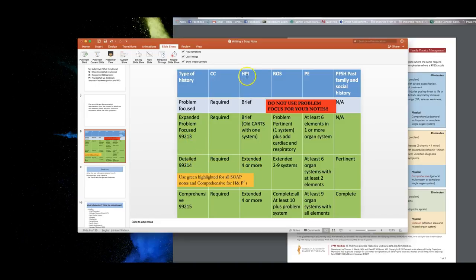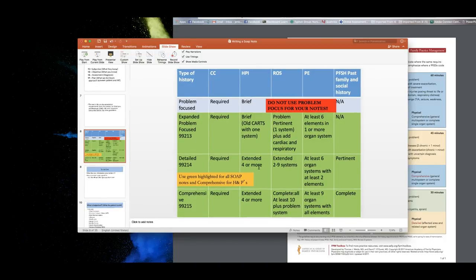When you look at the history of present illness, there are 4 or more elements, or 4 or more issues going on with the patient, basically. All right, so that's detailed. That means you're spending more time with the patient. Examples of this could be a diabetes follow-up, and they have osteoarthritis and hypothyroidism and high cholesterol, hypertension, which is a typical follow-up office visit. Or say they have back pain, neck pain, knee pain, and then they're diabetic. Okay, so that's an example of a detailed.